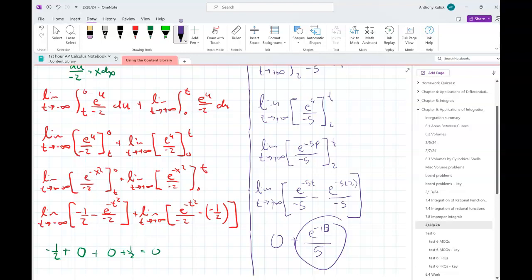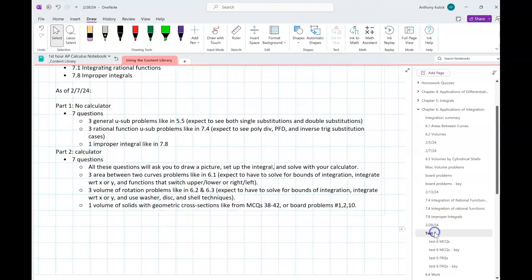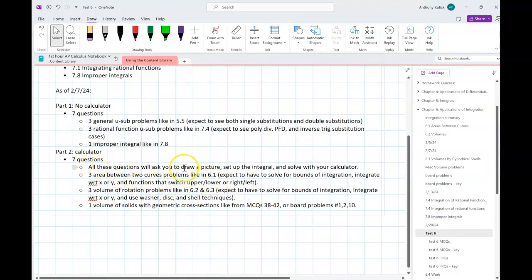I just have another question. Yes. So on the test, for the volume questions, are you going to ask us to fully integrate the equation, or can we just put it into the calculator? All the questions are going to ask you to draw a picture, set up the integral, and solve with your calculator.